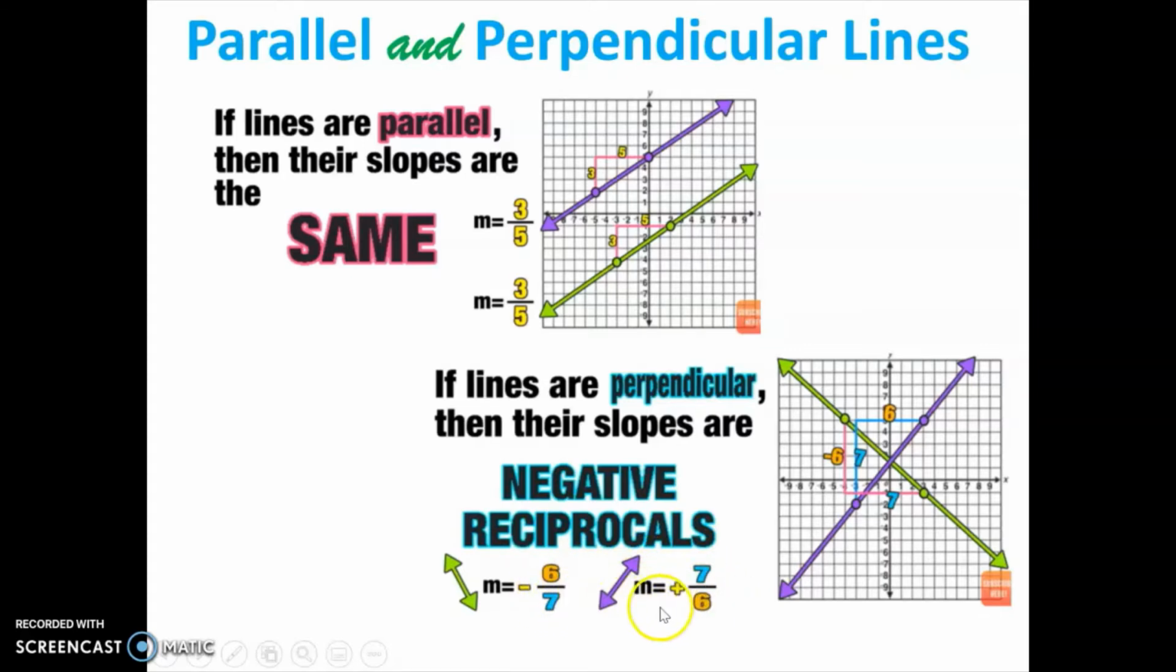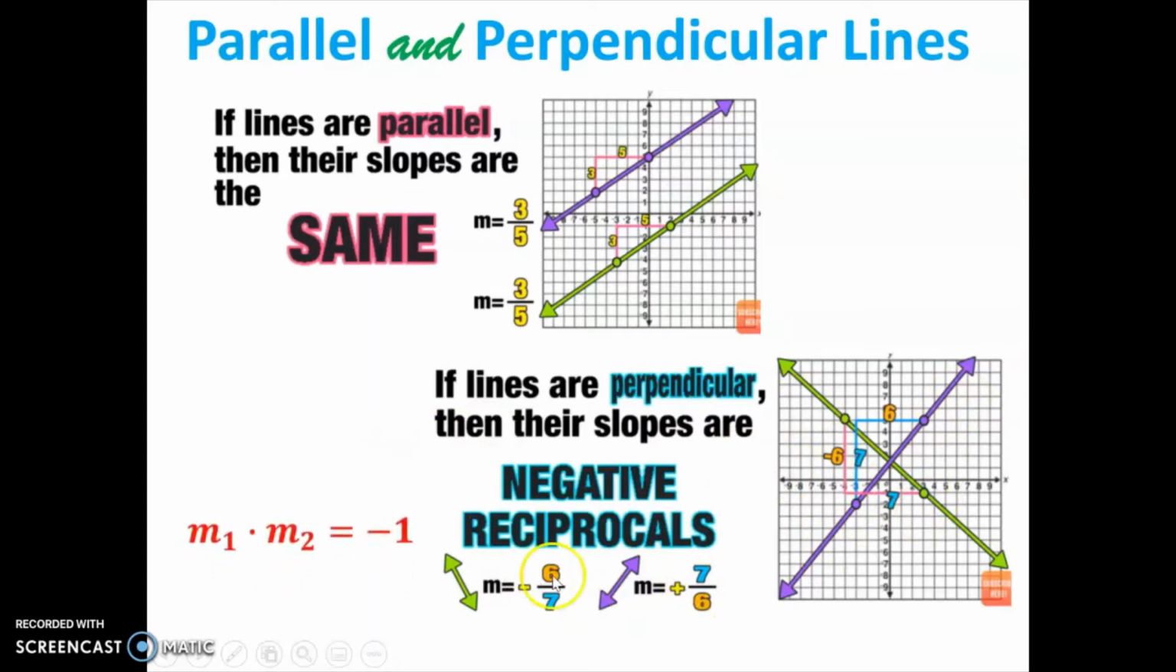For perpendicular lines, the slopes are called negative reciprocals of one another. Reciprocal meaning you flip the fraction over. 6 over 7 becomes 7 over 6, and vice versa. And negative means one is negative, one is positive. Okay, so if you ever see that relationship, you know the lines must be perpendicular.